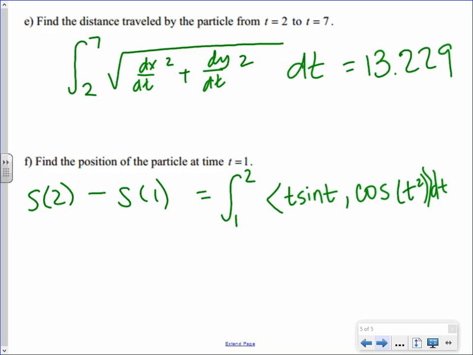Since we have to use our calculator to do the antiderivative of cosine of t squared, we're going to have to use the fundamental theorem of calculus. Otherwise, we can't find those c values to plug back in. Now, we know that the position at 2 is 1, 4. So now you can take the integral from 1 to 2 of t sine of t, and the integral from 1 to 2 of cosine of t squared, and that will give us a position right here.